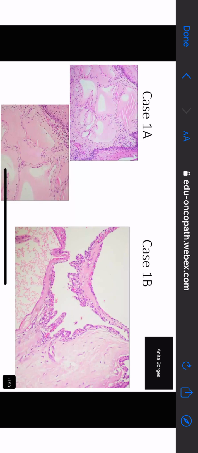What does Vimi think? Ma'am, case 1A is having flat endothelial lining, not the epithelium. And case 1B is having that low cuboidal epithelial lining. So there are two of you, and that is that.